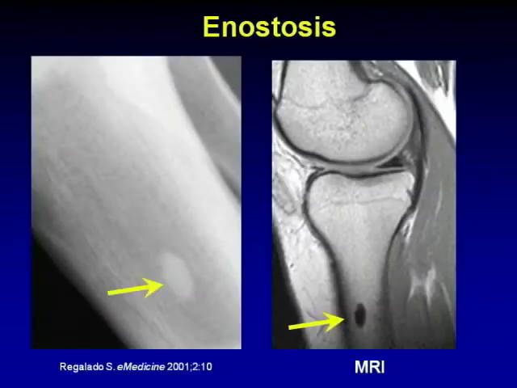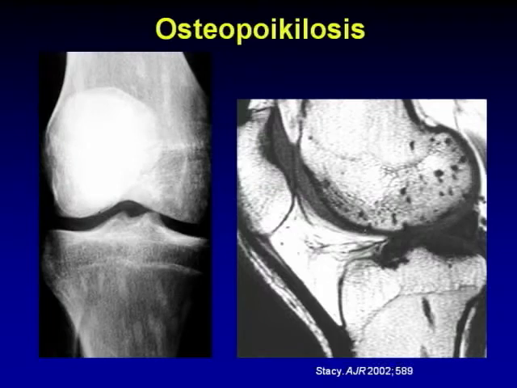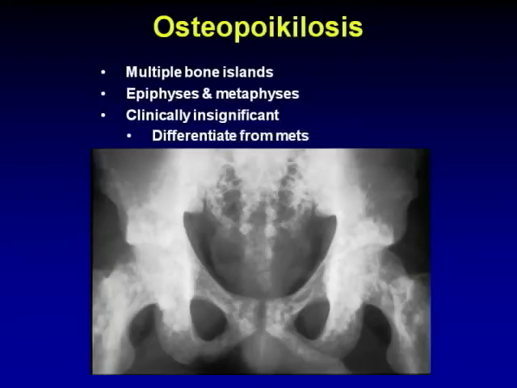With bone islands, we see them all the time on MR as well, as these signal voids within the marrow space. What would your diagnosis be in this case? Osteopoikilosis. Osteopoikilosis is simply a condition of multiple bone islands. It's clinically insignificant, except that we need to differentiate it from blastic metastases.